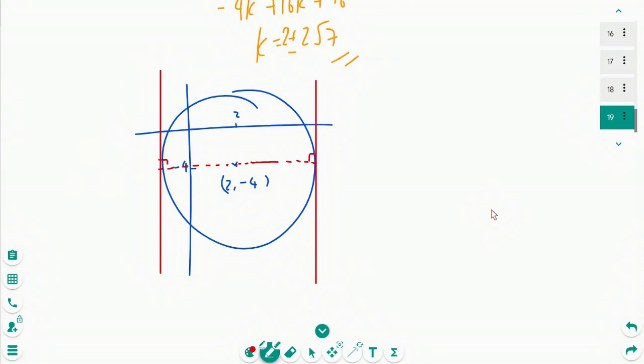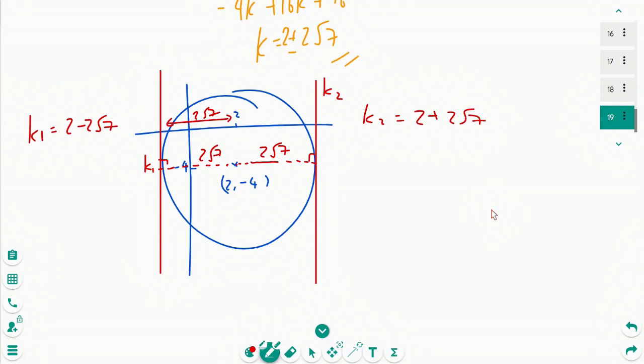So the radius we know is 2 root 7. This is the K value: this is K1, this is K2. The distance here is 2 root 7, therefore K1 must be 2 minus 2 root 7, and K2 must be 2 plus 2 root 7. If you struggle to understand, imagine we're not using 2 root 7, imagine we use a radius of 3 instead. Then the x-coordinate of K1 will be 2 subtract 3, and K2 will be 2 plus 3. And that's it. That's a smart way.